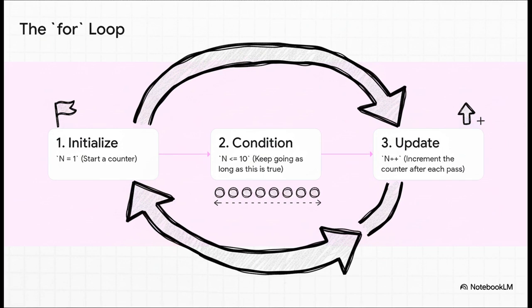And for repetition, we use things called loops. Now, a for loop might look a little complicated at first, but it's really just a tidy way of answering 3 simple questions. First, where do we start? We initialize a counter n to 1. Second, when do we stop? We keep going as long as n is less than or equal to 10. And third, what do we do after each cycle? We update n by adding 1 to it. So in one clean little package, we've told the computer to count from 1 to 10.